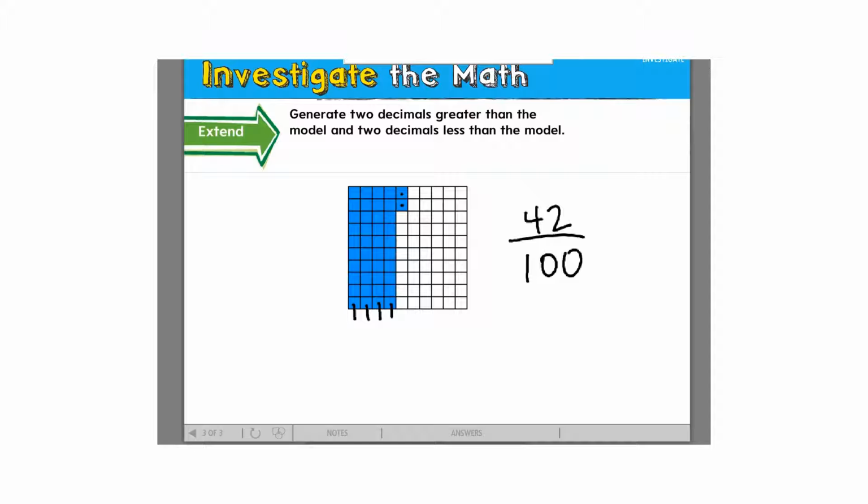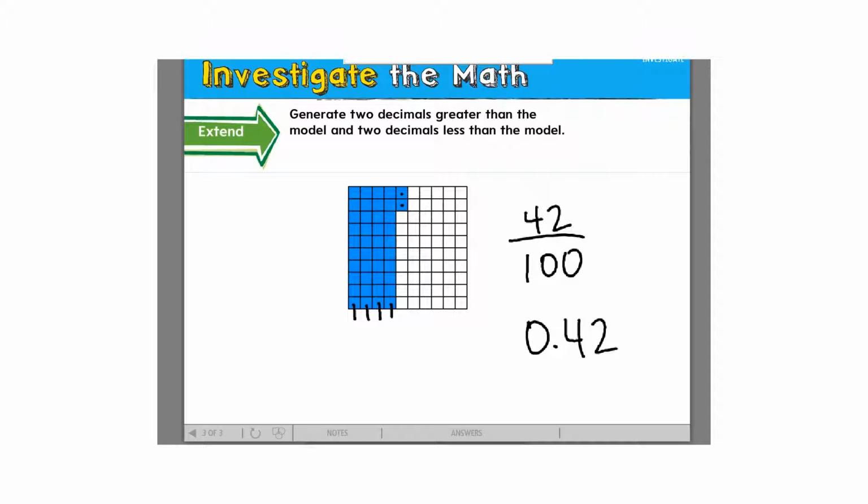So this says to generate 2 decimals that are greater than the model and 2 decimals that would be less than the model. So here's the fraction form. Here would be the decimal form of that number, of that model. So what you have to do on your board, and there's going to be a lot of different answers, make 2 decimals that are more than 42 hundredths and 2 decimals that are less than 42 hundredths. Think of 2 that are bigger, 2 that are smaller.